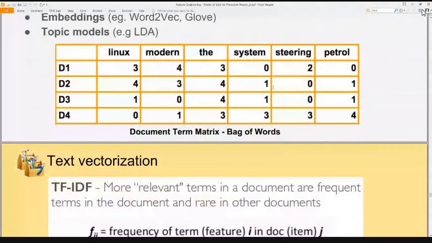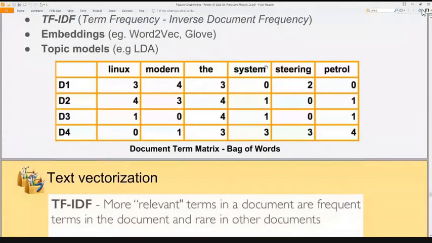So what we are talking about would be bag of words, a term document matrix. Linux in document 1 appeared 3 times, something like this. That's a document term matrix. So Linux in document 1 can then be represented as 3410. Modern is 4301. So everywhere modern appears, it gets this numeric value.